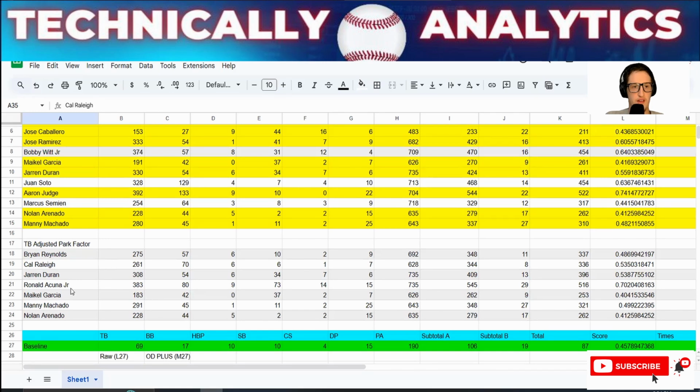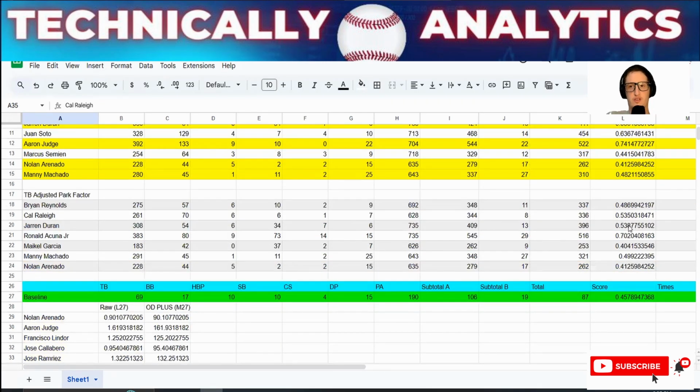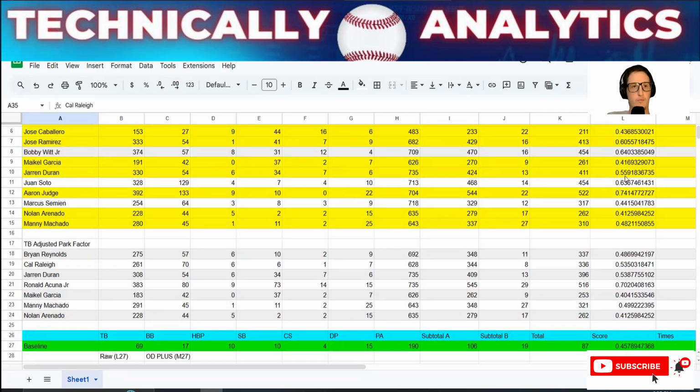We can see another one that I actually have here. Another good example would be the next one, Jarren Duran, right? His total bases adjusted for park factor was 308, and his actual was 330. So you can see he lost almost 20 bases just because he plays in a park like Fenway that's really good for park factor. And that in turn decreased his score to 538 from 559. So he lost almost 20 points just on the park factor, which you don't get without adjusting for it.